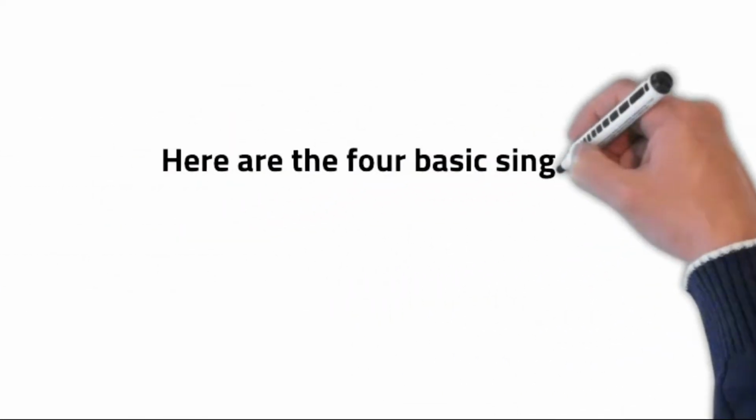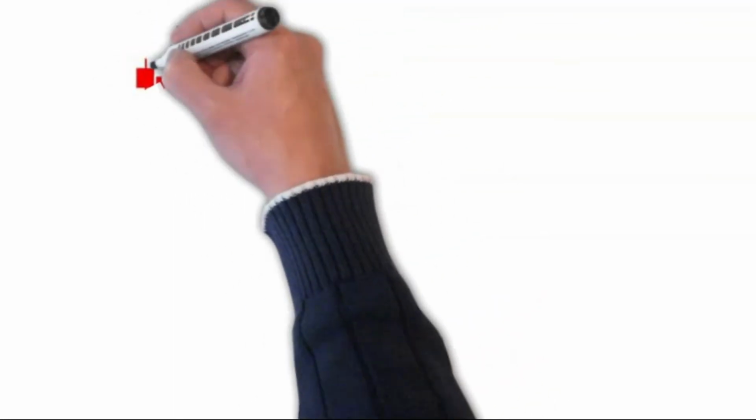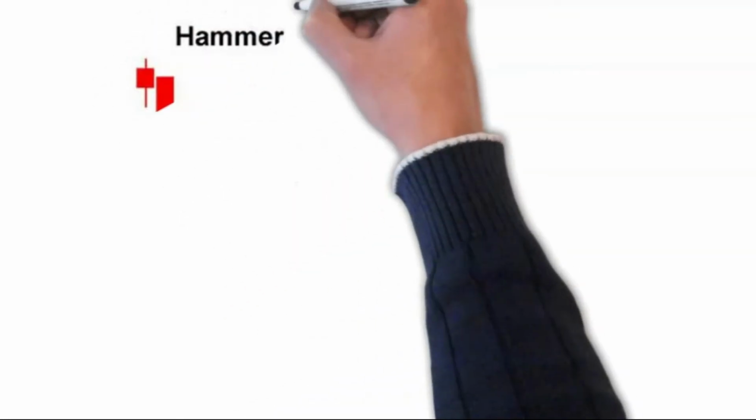Here are the 4 basic single Japanese candlestick patterns. Hammer and hanging man. The hammer and hanging man look exactly alike but have totally different meanings depending on past price action. Both have small bodies with long lower shadows, and short or absent upper shadows.